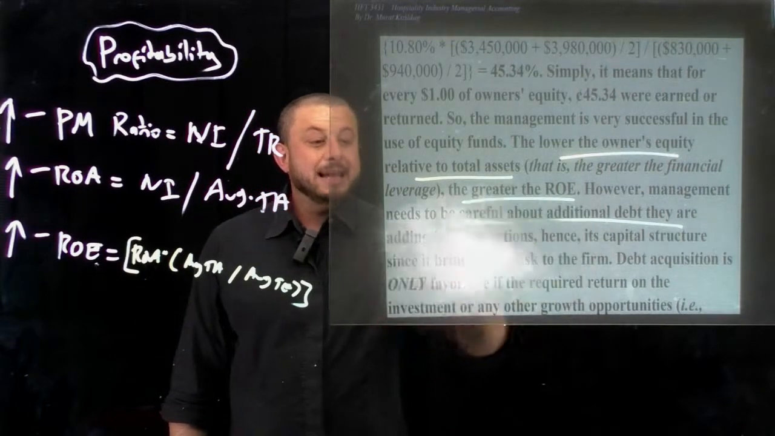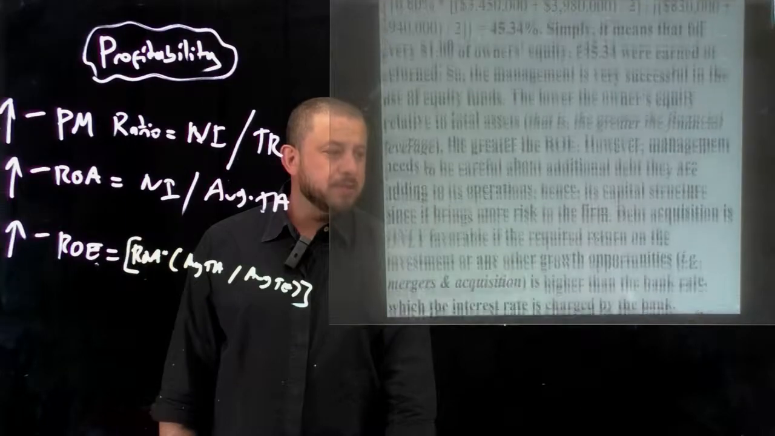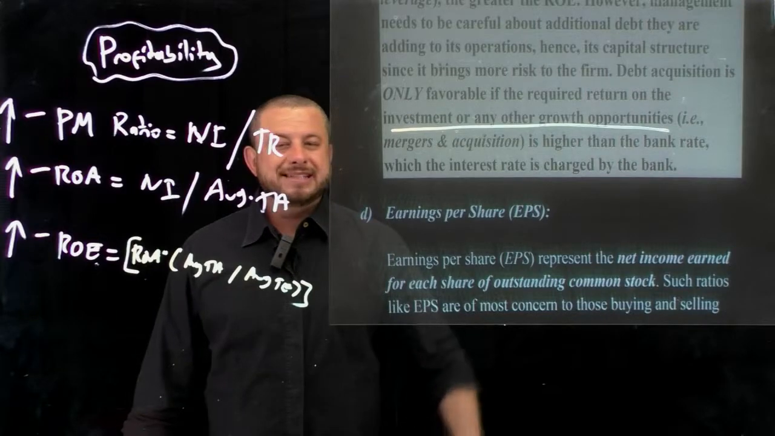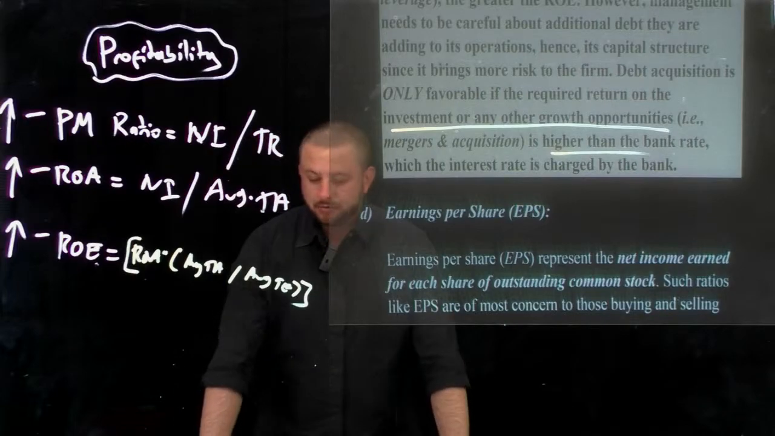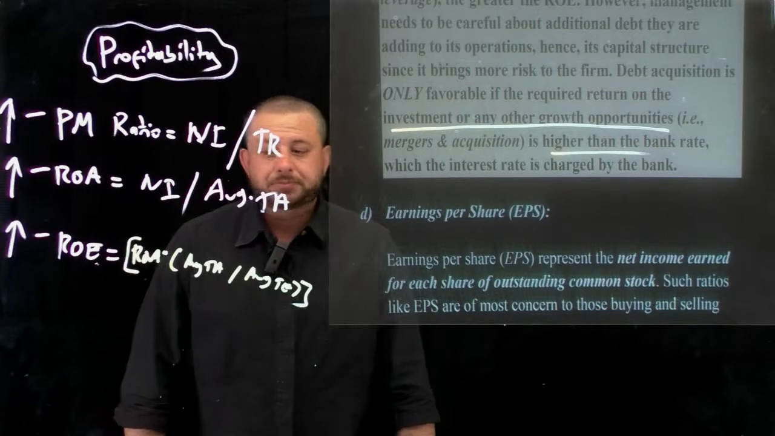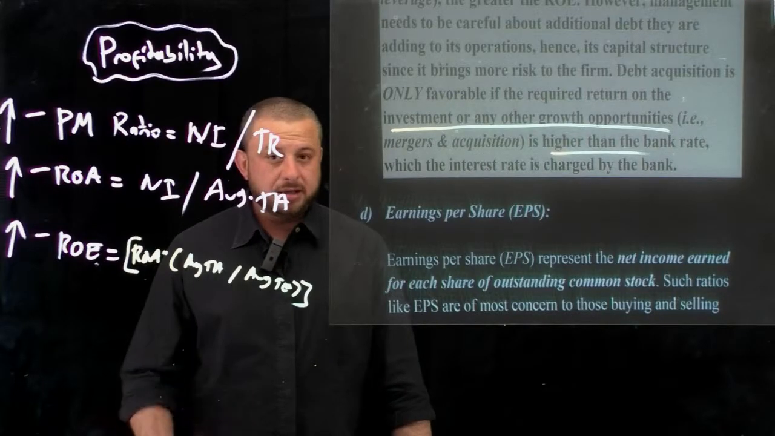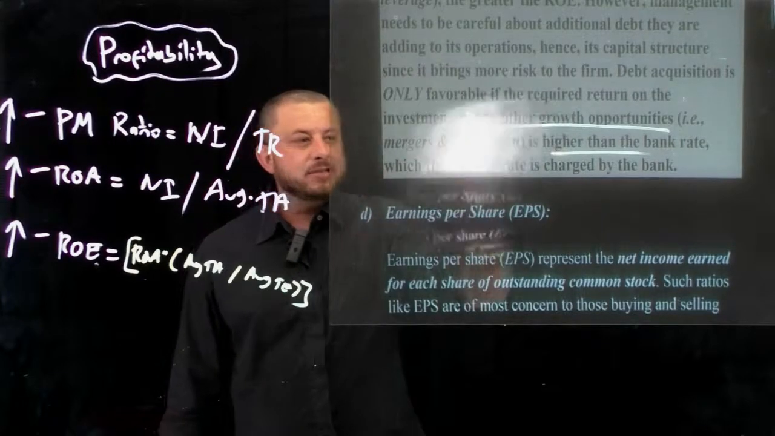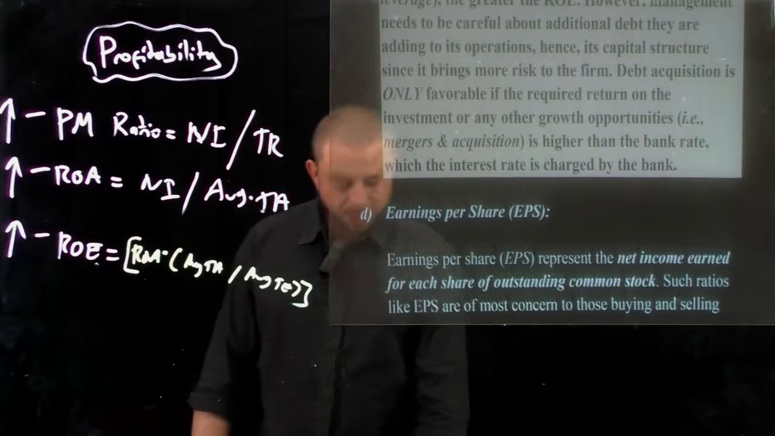So debt acquisition, by the way, we will talk about this more in the financial management course, but debt acquisition is only favorable if the required return on the investment or any other growth opportunities is higher than the bank rate that you have from the investment, guys. Therefore, of course, there are real numbers in the industry for every single company, but balancing it out is always a good idea for ROE, ROA, activity ratios, solvency ratios, and liquidity ratios. Excess of everything might backfire, just like this ROE issue over here.